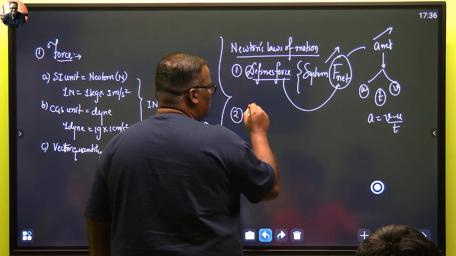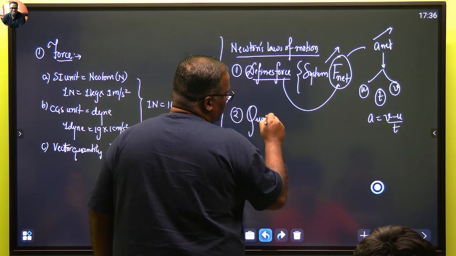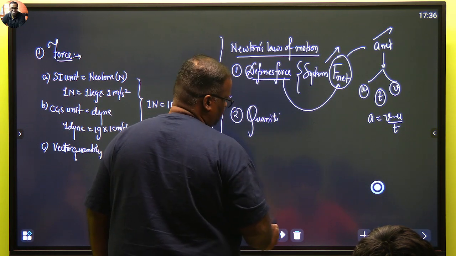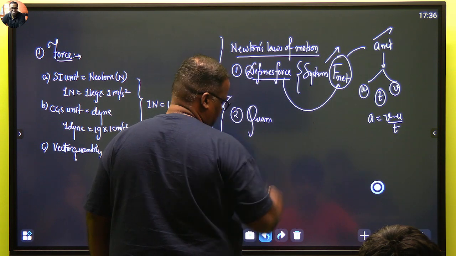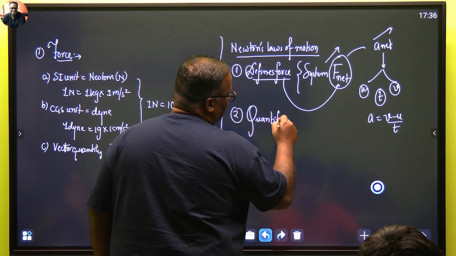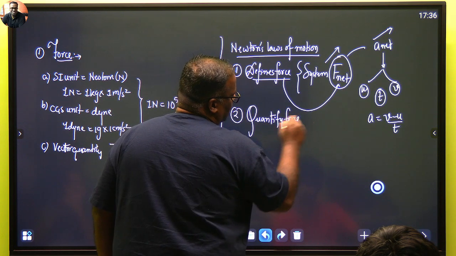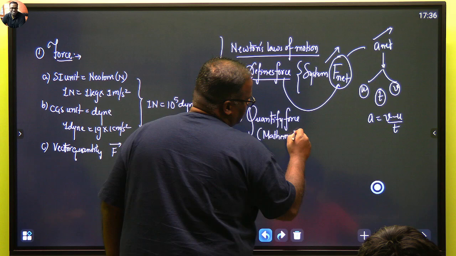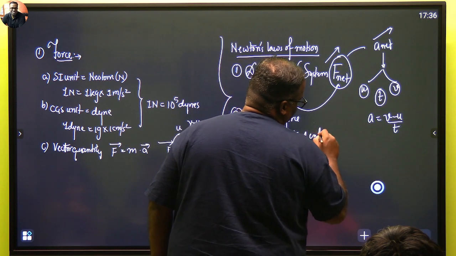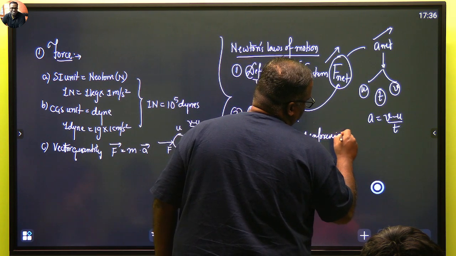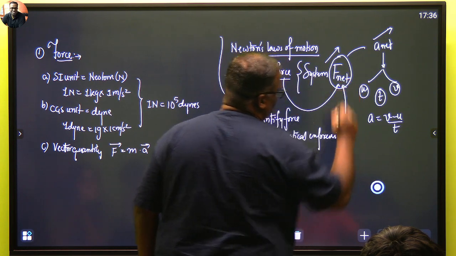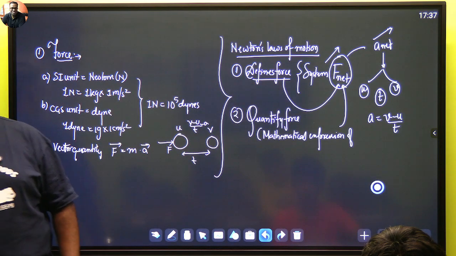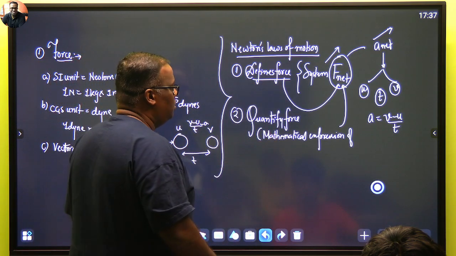The second law will do what? The second law is going to quantify force. It gives you a mathematical expression of what? Again, this net force. The second law does this. It gives you a mathematical expression of it. Okay. Now to understand the second law, what do we need to do?